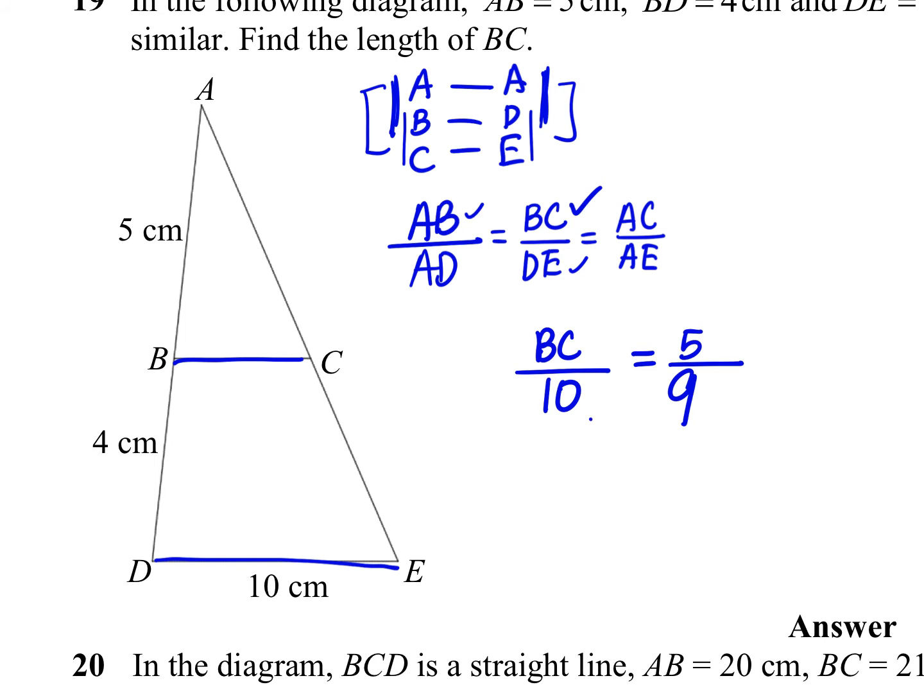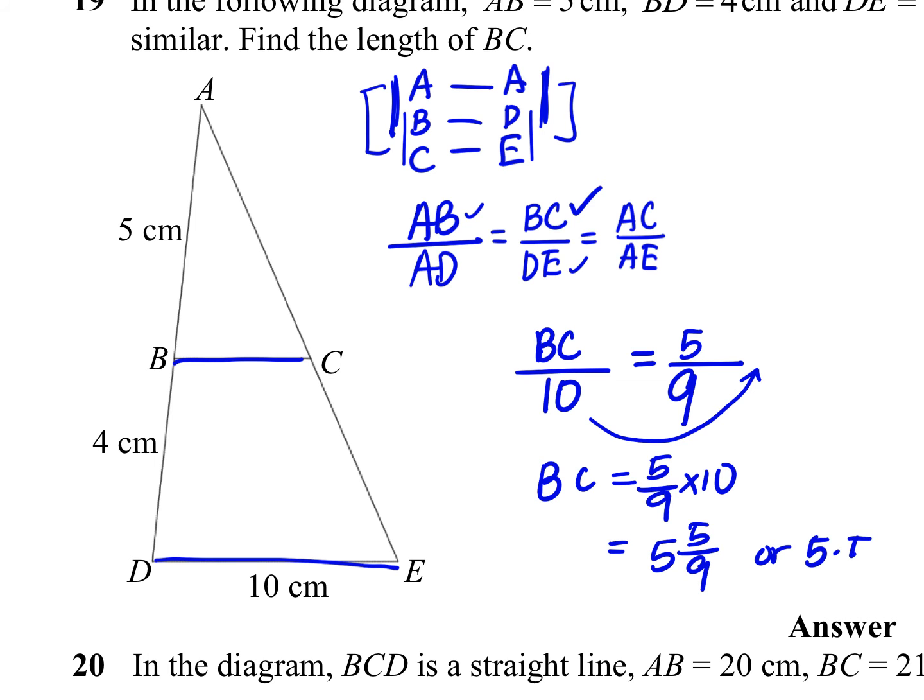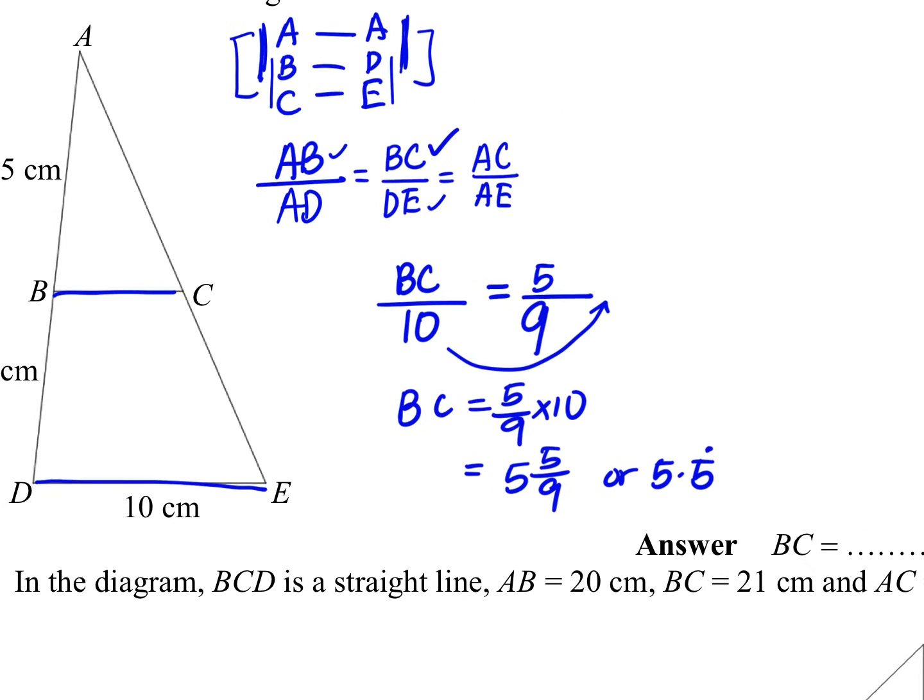Or you can just bring the 10 over, just multiply my 10. Not a nice number, 50 over 9. 50 over 9 is 5.55. So I'll write in fraction definitely. 5 and 5 over 9 or 5.5 recurring. You all know how to write a recurring number?